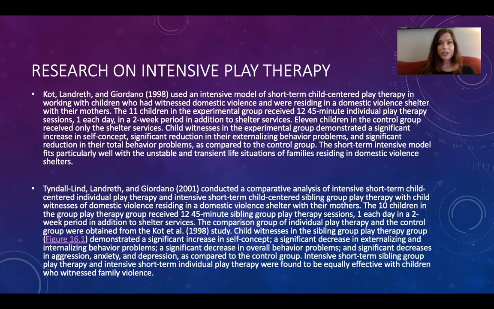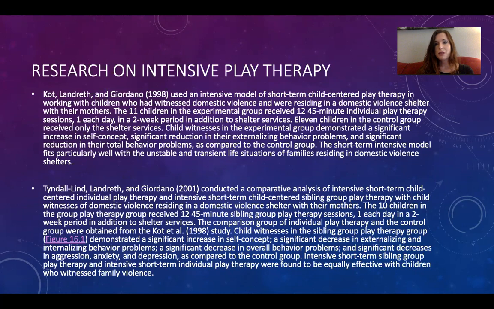So, research on intensive play therapy. Cott, Landreth, and Giordano used an intensive model of short-term child-centered play therapy in working with children who had witnessed domestic violence and were residing in a domestic violence shelter with their mothers. The 11 children in the experimental group received 12 45-minute individual play therapy sessions, 1 a day in a 2-week period, in addition to shelter services. 11 children in the control group received only the shelter services.